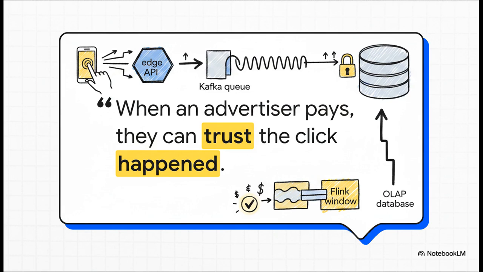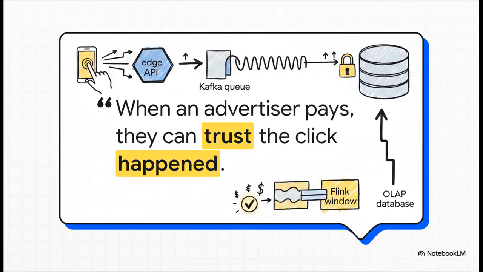From the exact moment a finger taps a screen, routing through Edge APIs, Kafka queues, Flink windows, and finally hitting those OLAP databases, every single piece of this beautifully complex architecture serves one unified goal: unshakable financial trust. Because at internet scale, trust really is currency.